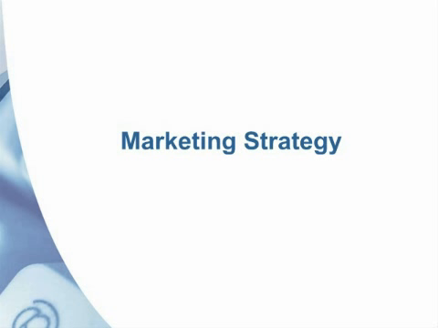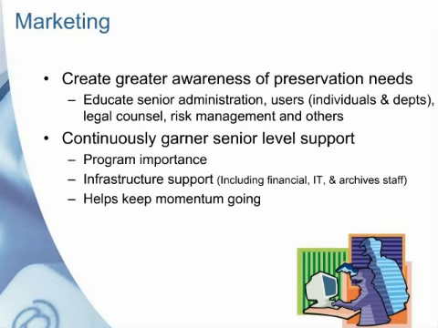The other high-level strategy to follow is the development of a marketing strategy. A marketing strategy is needed to create greater awareness of your preservation needs among your community. This includes educating senior administration, users, legal counsel, risk management, and others. You must continuously garner senior-level administration support for your program. With budgets being tight and other priorities always rising up, it is critical that you keep the importance of preservation in the forefront of key individuals within your institution. You have to ensure the continuing support of your infrastructure, including financial, IT, and the archive staff, and it is important to keep that momentum going that you started.